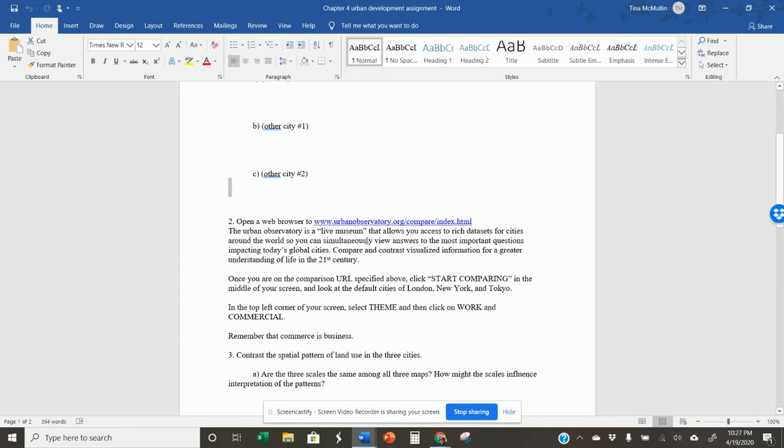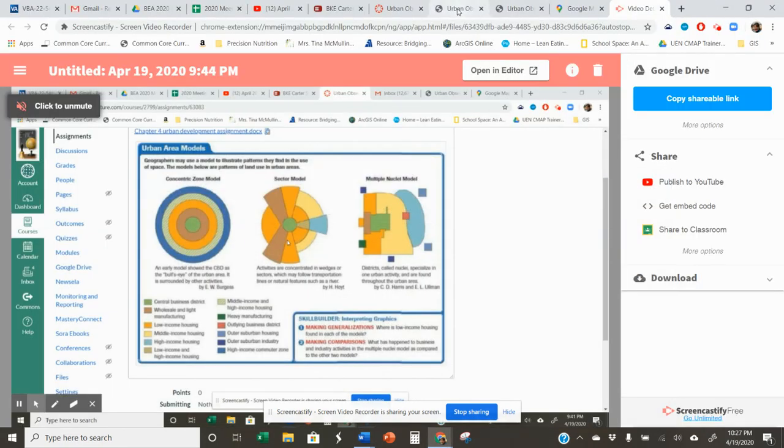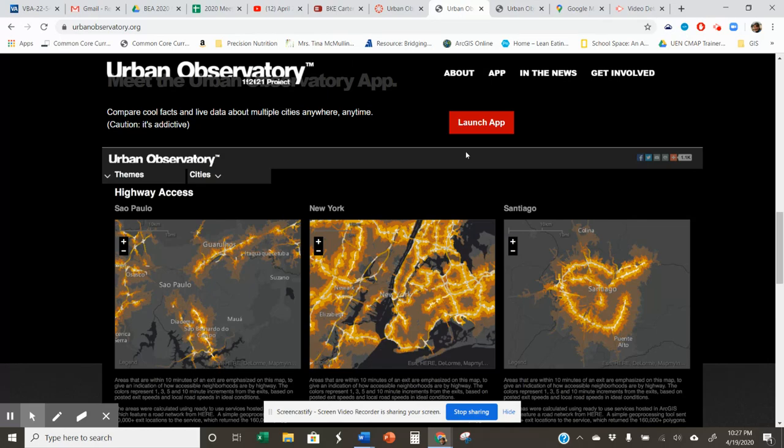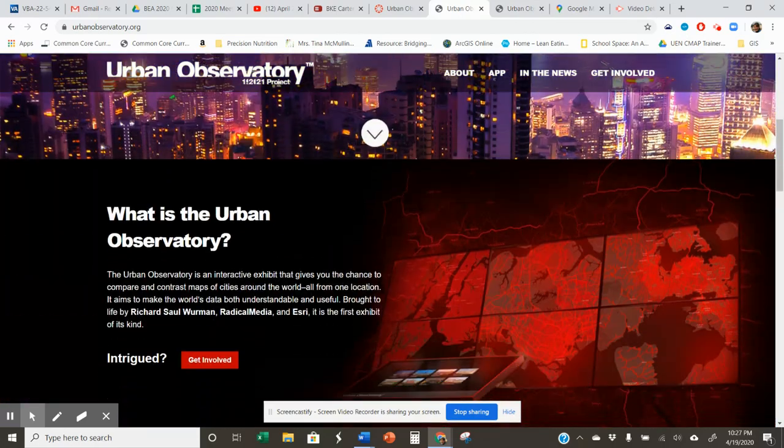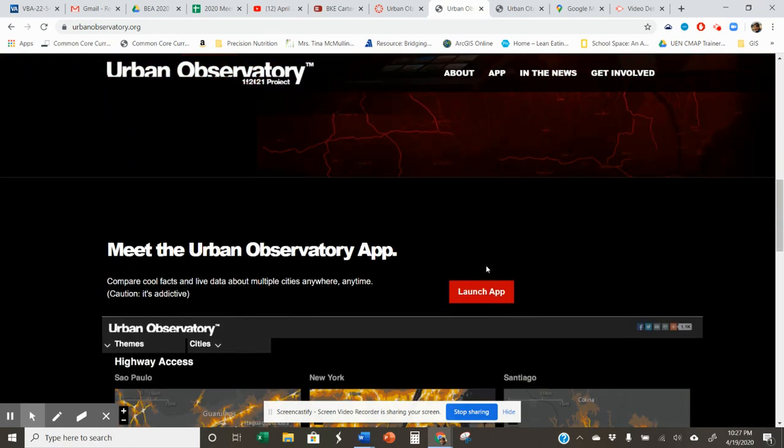For the next part, you're going to go to this website and compare and contrast some information from different cities. So the website is called urbanobservatory.org. So when you come to the website, this is what it looks like. And then if you scroll down, click on Launch App, and it will open it up. And it will take just a few minutes.